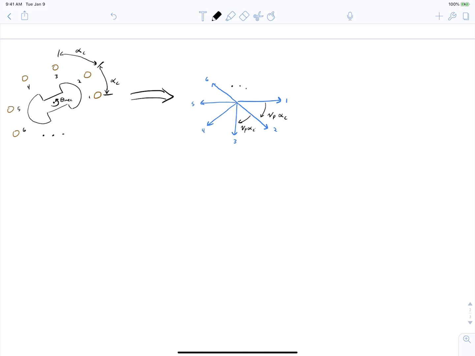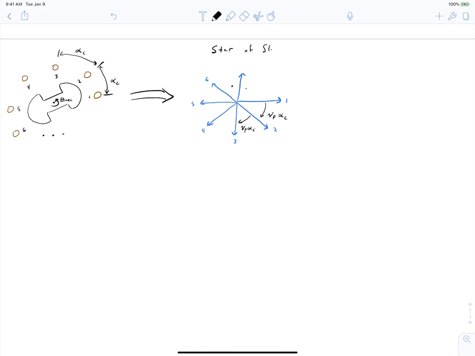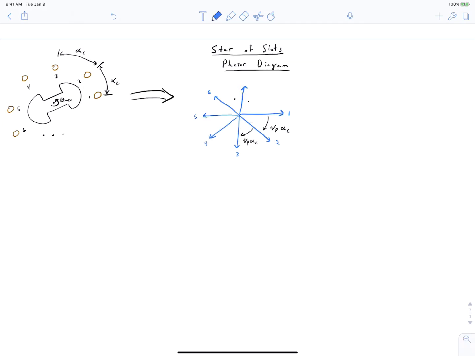What this diagram that we started to create here is called is the star of slots. The star of slots phasor diagram is a phasor diagram of the voltage induced in each coil side for a given harmonic.